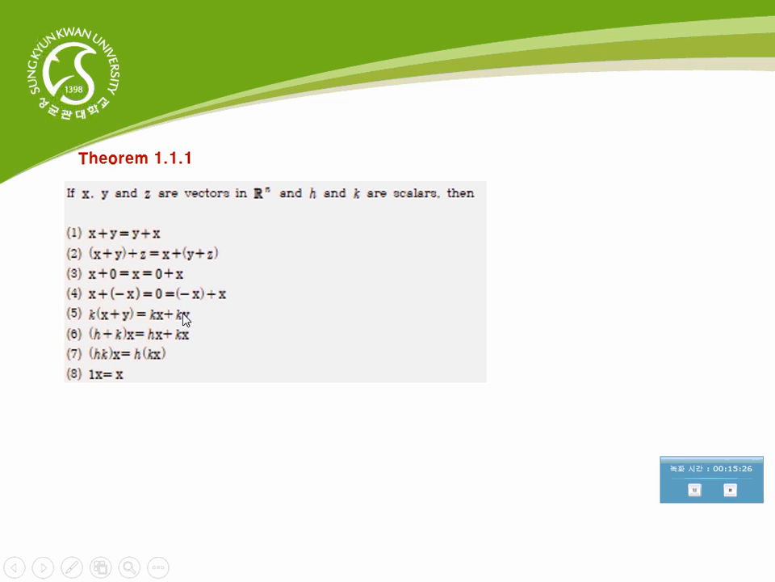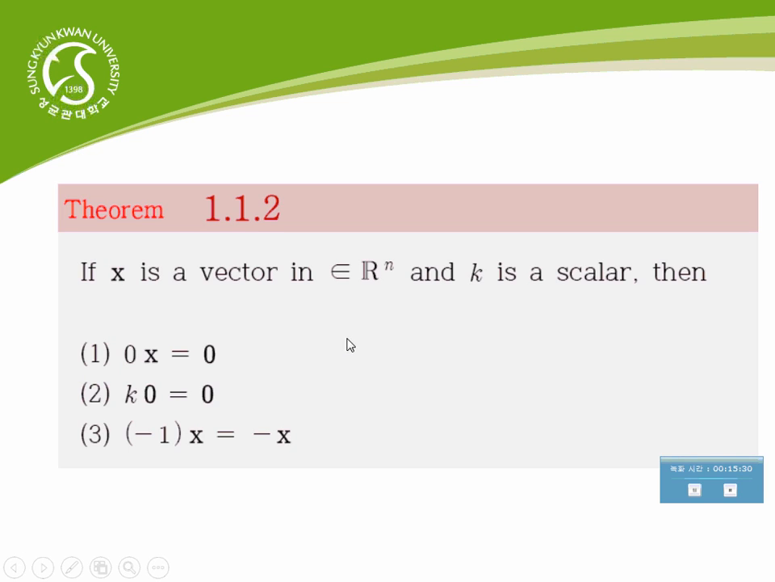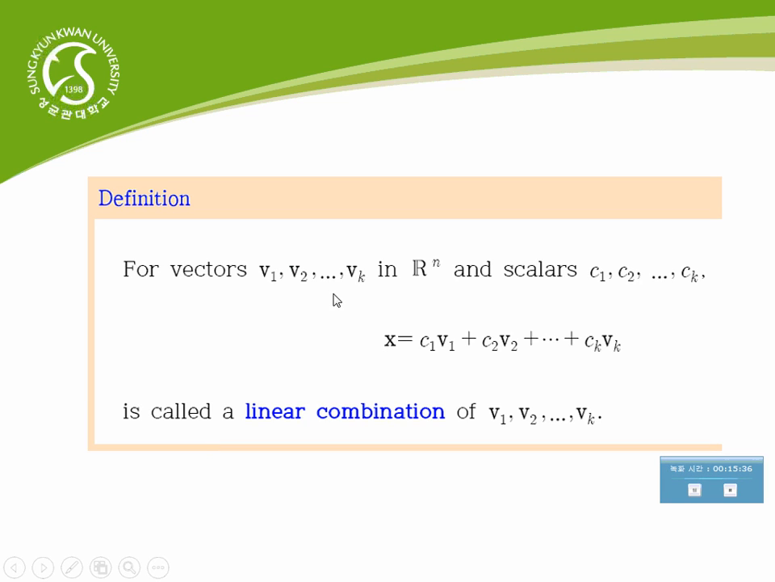And these are the properties of vector addition and scalar multiplication. And this is a property of zero vectors and negative vectors that you already know. This is a new concept for you: the linear combination of n vectors. If you have k vectors in Rn, then this is called a linear combination of these k vectors. Let it be x. Then x is a linear combination of the vi's.